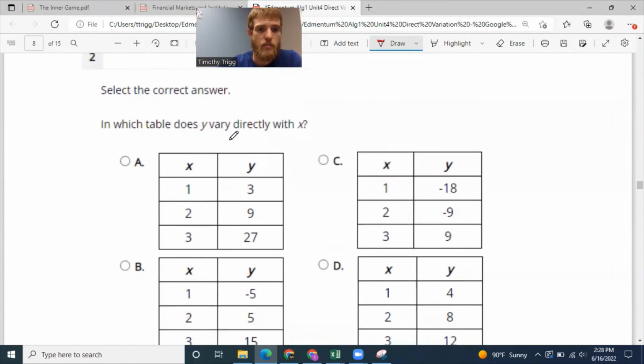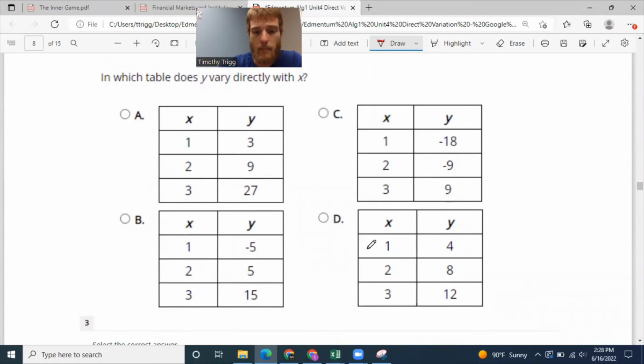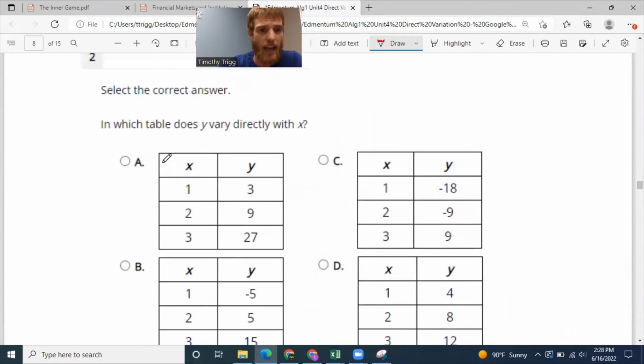In which of these does y vary directly with x? Well, if it's direct variation, that means it should be the same multiplier of k to go from the x values to the y values. So I could take a look at any of these examples and we'll just look at A, and actually A is wrong, so don't click that. But I'll show you why it's wrong.